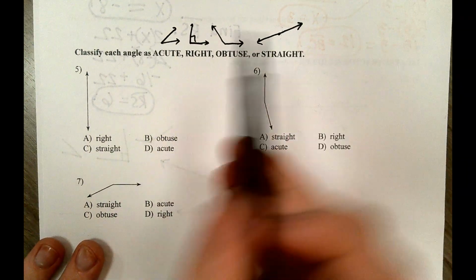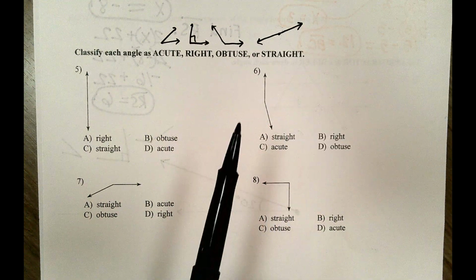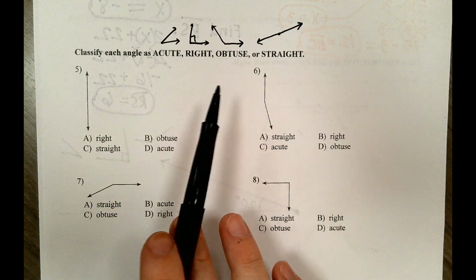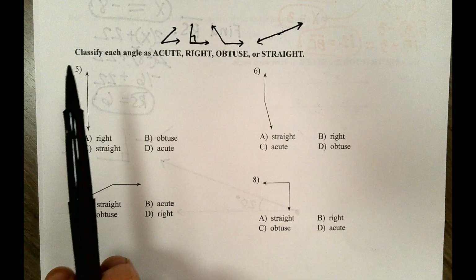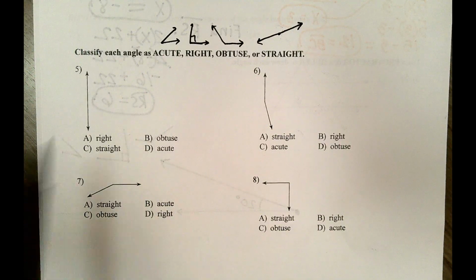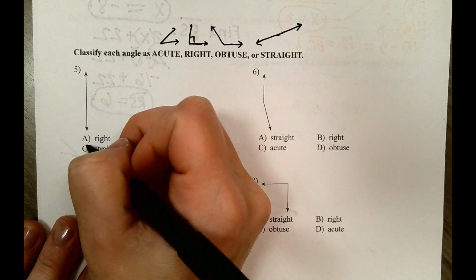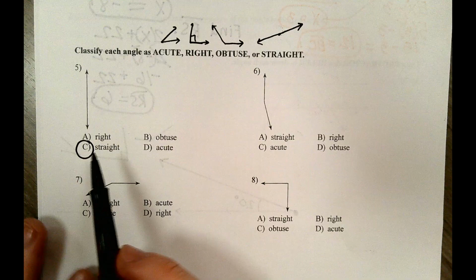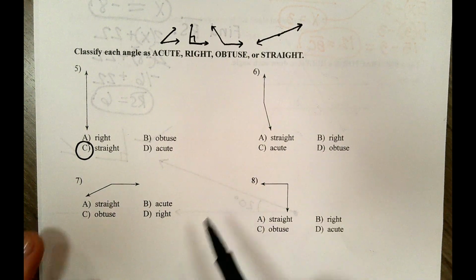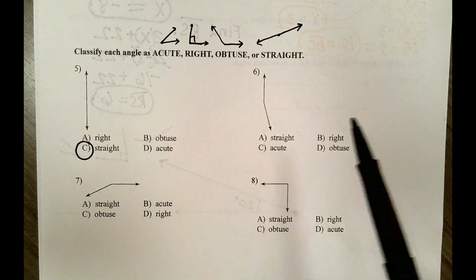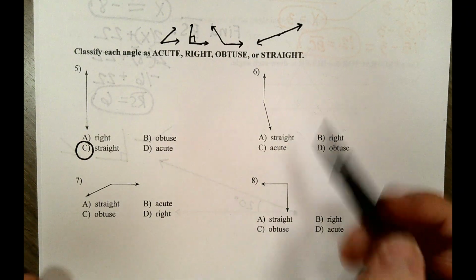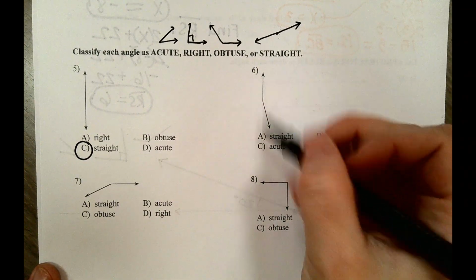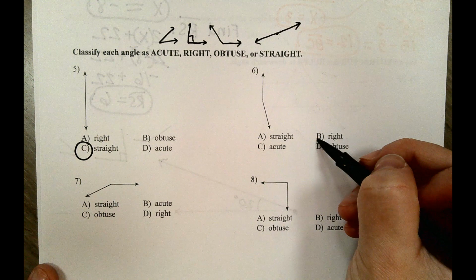So these are little drawings of each. That all should be in your notes as well. We took some notes about this. So number 5, what's this? Straight. That's a straight angle. C. Number 6. Obtuse. It's not fully straight, but it's more than 90 degrees.